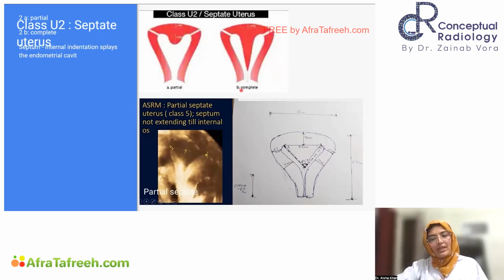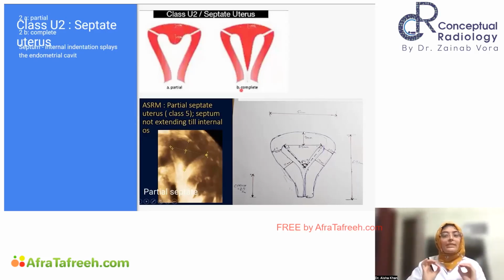ठीक है? So every time try that you just make a quick handmade diagram and give the important measurements in your report, such as the wall thickness, internal indentation, and septum का कितना length है, septum का कितना thickness है. This will change the game for you.